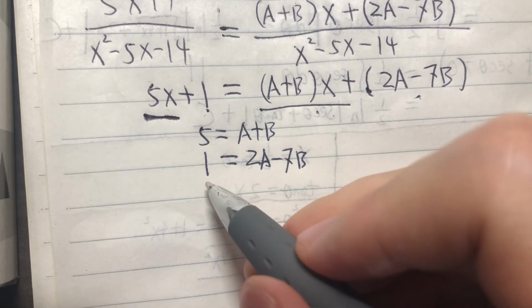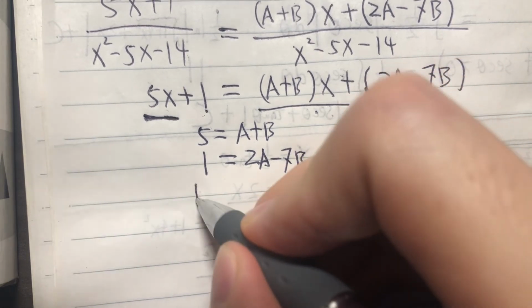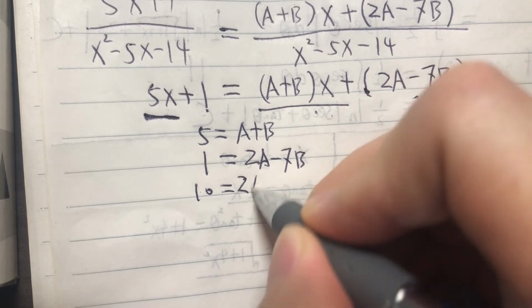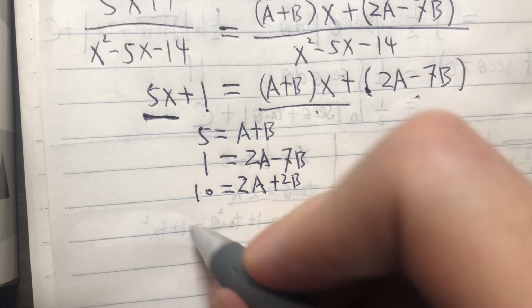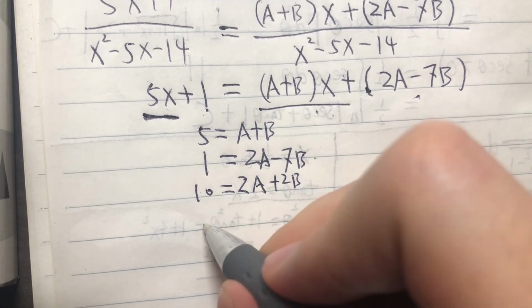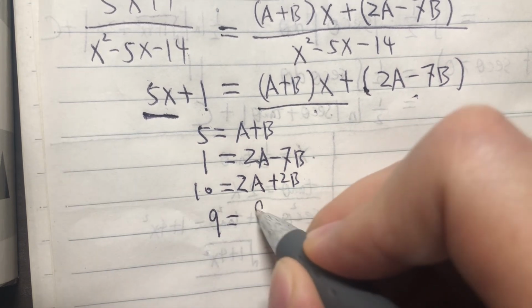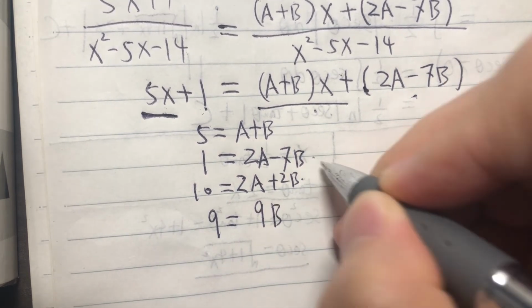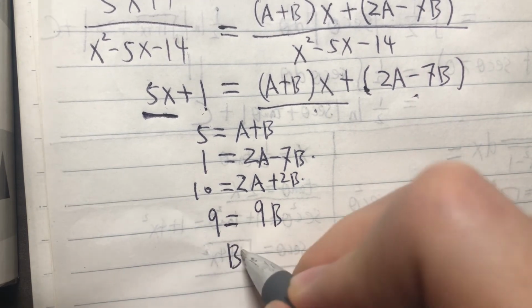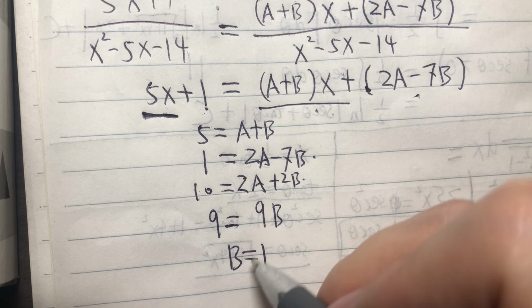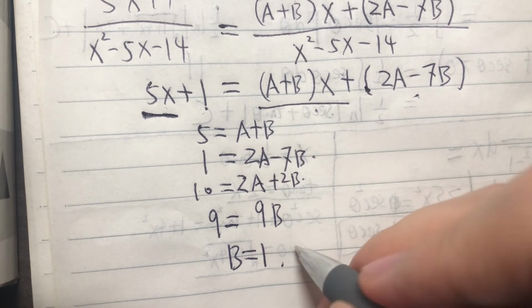For example, we can multiply the first equation by 2, and we subtract this one minus this one, so we can cancel out a, so it's 9 equals 9b. This equation minus this equation, so you get 9 equals 9b, so you get b equals 1, and you can plug b equals 1 into here, so a is 4.